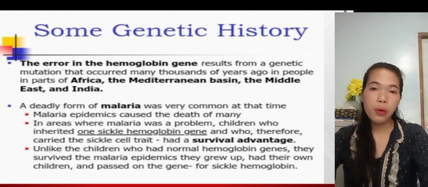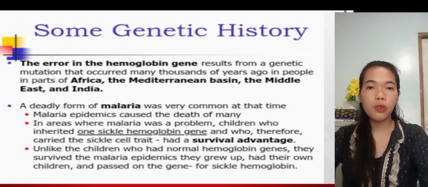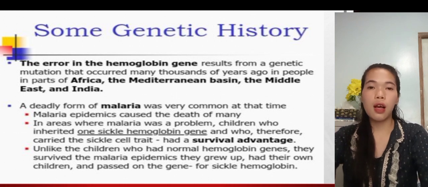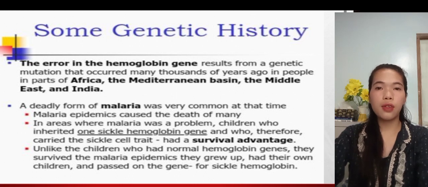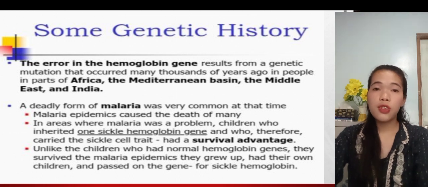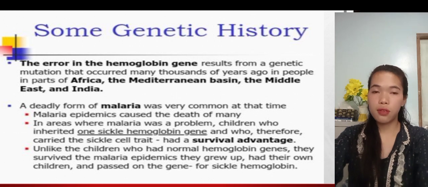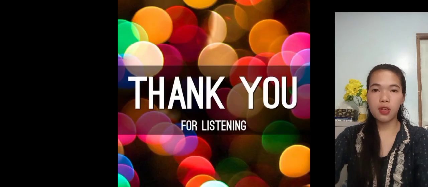In areas where malaria was a problem, children who inherited one sickle hemoglobin gene and who therefore carried the sickle cell trait had a survival advantage. Unlike the children who had normal hemoglobin genes, they survived the malaria epidemics. They grew up, had their own children, and passed on the gene for sickle hemoglobin.